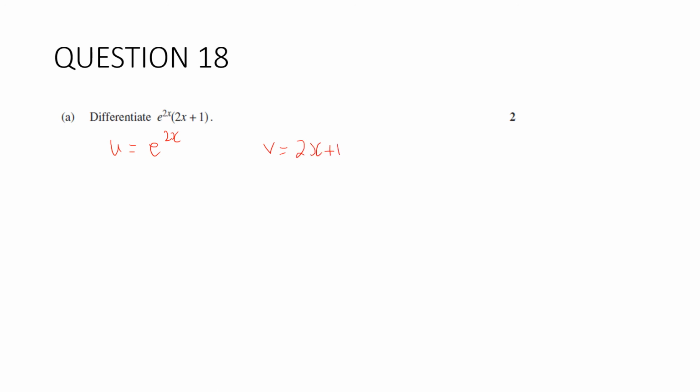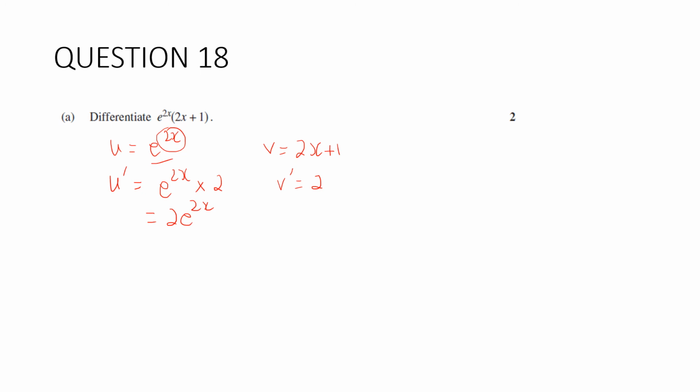Okay. Now do our derivatives. This is actually a chain rule. So it's going to be e to the 2x multiplied by the derivative of this, which is 2. Take the time to tidy that up, and v dash will just be 2. That's nice and easy.